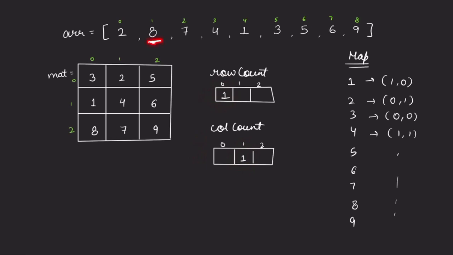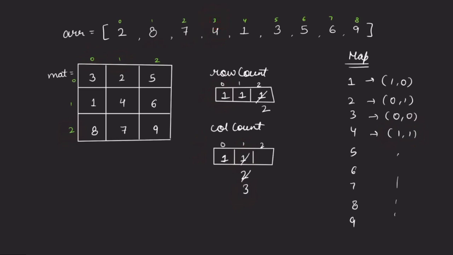So here the next element would be 8, which is present at 2 comma 0. So this will become 1, this will become 1. Next we have 7 present at index 2 comma 1. So this will become 2, this will become 2. Then we have 4, which is present at index 1 comma 1. So this will become 1 and this will become 3. Now this number 3 has become equal to the number of columns at the index 1 of the array. So we can return this, right?